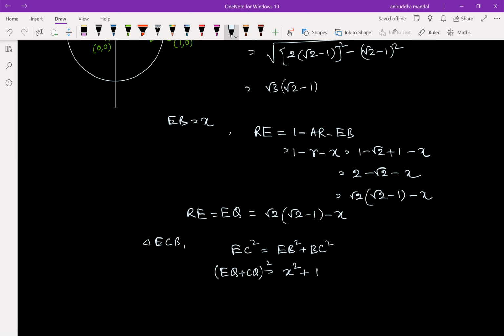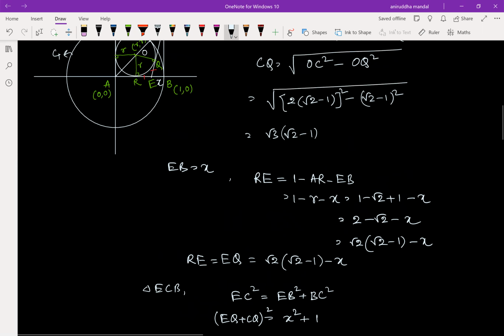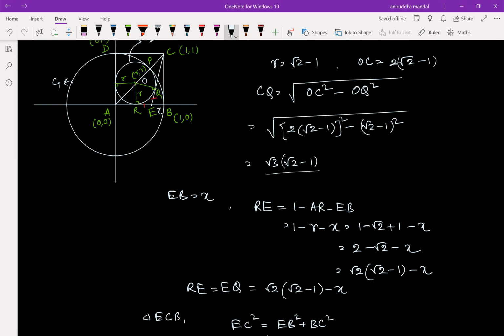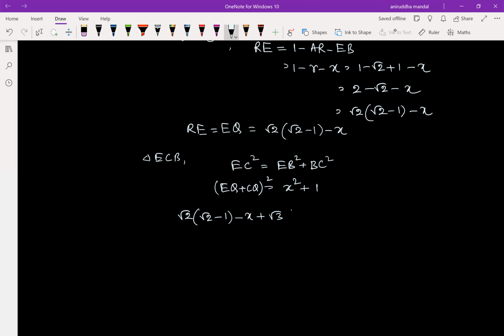So EQ means root 2 into root 2 minus 1 minus x, plus CQ. CQ is root 3 into root 2 minus 1. So this is root 3 into root 2 minus 1, and this is whole square. This equals x square plus 1. So the only variable is x. So let's solve this. We can write this as root 2 minus 1 into root 3 plus root 2 minus x, whole square.